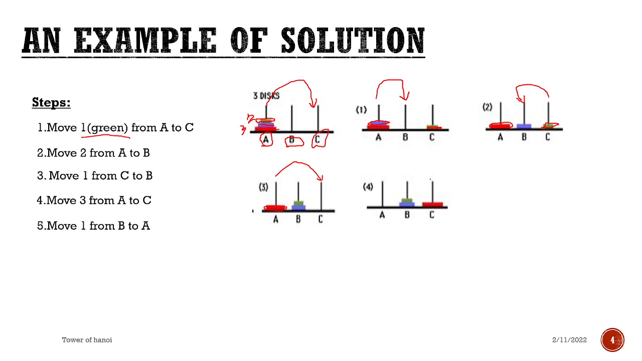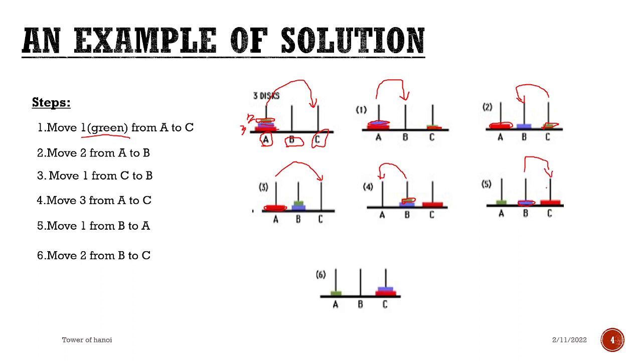In the fifth step, move 1 from B to A. So the green one is the number 1, so it is moved from B to A. In the sixth step, move 2 from B to C. So the purple one is moved from B to C. It will show here. And in the last step, move 1 from A to C. So the green one is number 1, so it is moved from A to C.